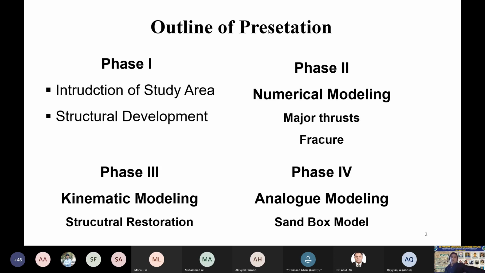In phase 3, I did kinematic modeling of a cross section and restored that cross section using different tools and methods. The purpose of that is to calculate the crustal shortening of the area. And then finally in phase 4, I made an analog model, in which I made a sandbox model. In that case, I compared that model with the real data of the same area in which I did my kinematic modeling.